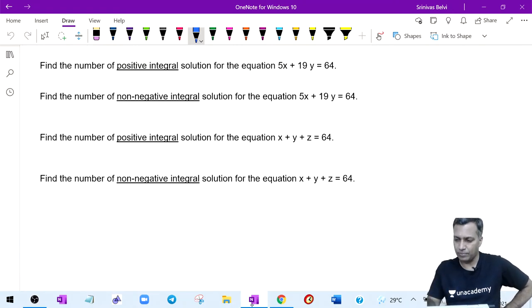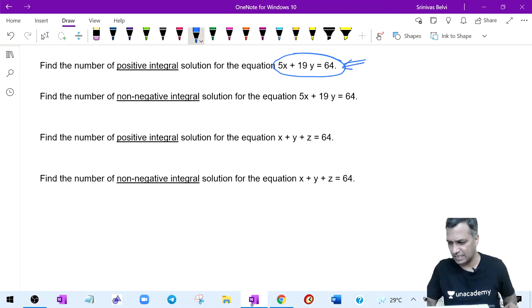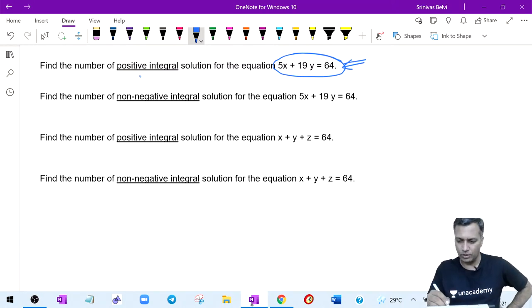This is one of the sample equations, which we kind of did, where 5 times x plus 19 times y is equal to 64. In fact, this was a CAT equation. The question was a little different. I just told you, on this CAT equation, the question was how many positive integral solutions are there? On the same equation, I can ask you how many non-negative integral solutions are there.